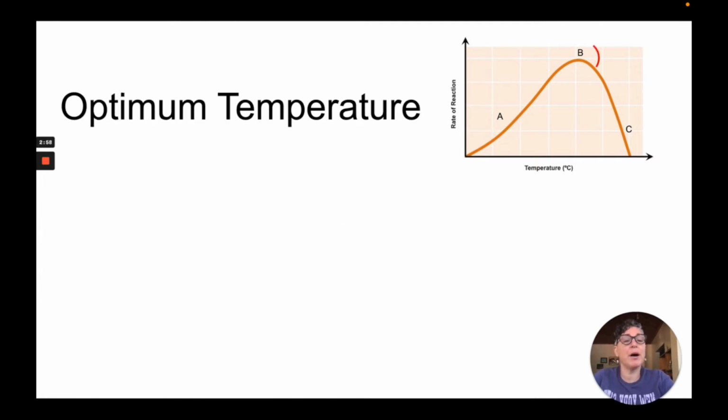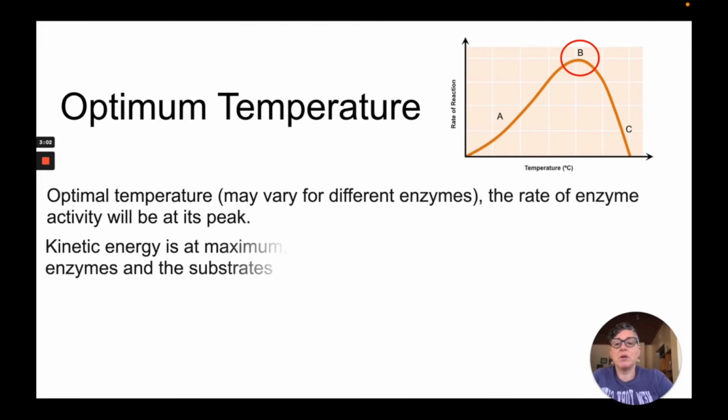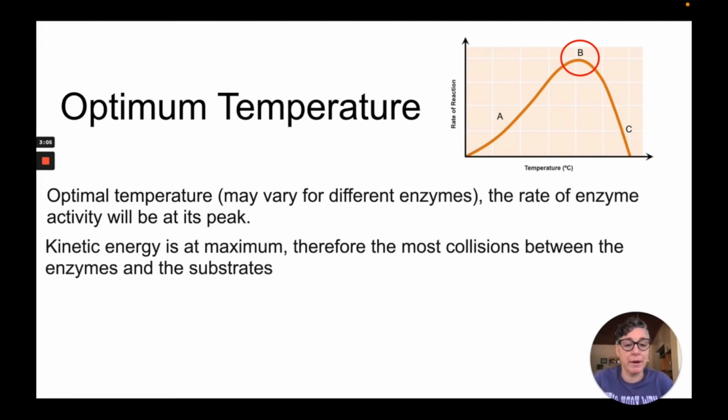So let's talk about what we call optimum temperature. This is point B on the graph. So optimum temperature, which is going to vary for different types of enzymes, and we will learn about that a little bit later, is where the rate of reaction will be at its peak. That is the maximum output, the maximum rate of reaction for that specific enzyme at a specific temperature. And like I said, that will be different for different enzymes.